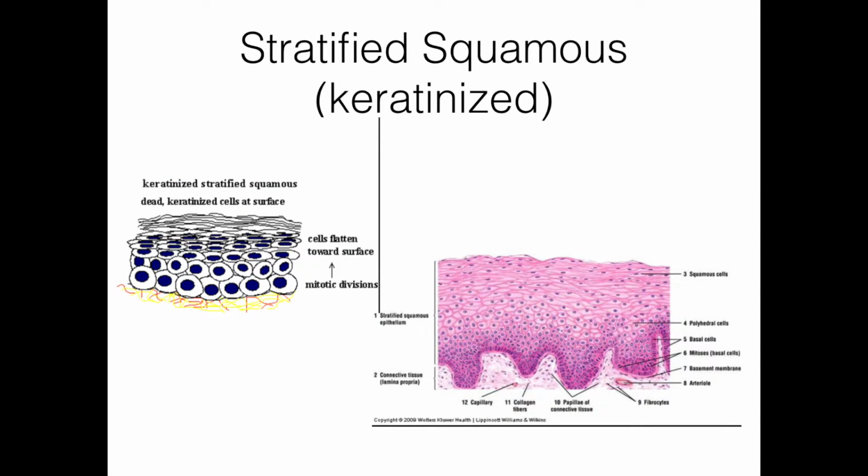Next is stratified squamous epithelium, keratinized. You can identify it by its multiple layers of dead cells at the surface. It's located in the skin, the epidermis specifically. Its functions include waterproofing cells. It blocks diffusion of nutrients as well as waste.